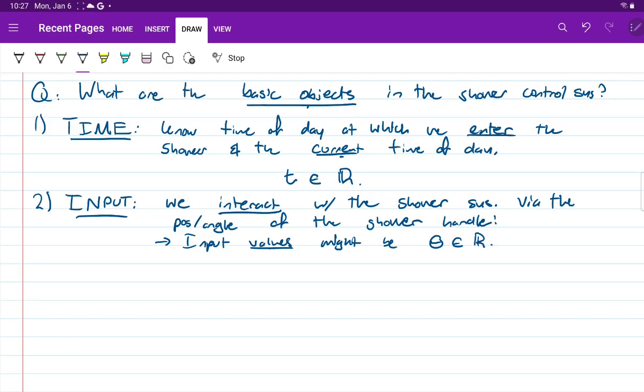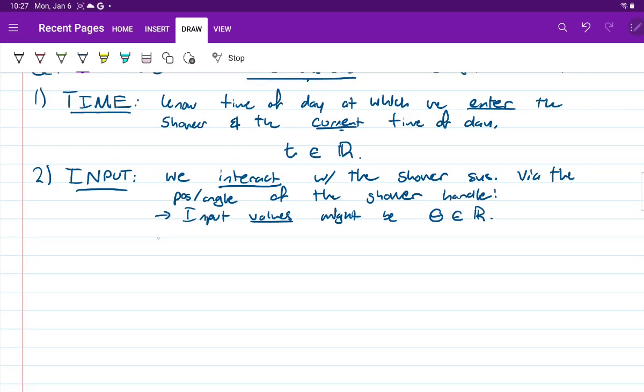So note that I'm being pretty simplistic about what these spaces look like, right? Obviously, the shower handle position can't take on every real number, right? But this is just a simple example, so bear with me as I make some simplifying assumptions here. Okay, so let's say our input values are some values in the real numbers, okay? What would our input signals be? Well, input signals are then maps from time to input values.